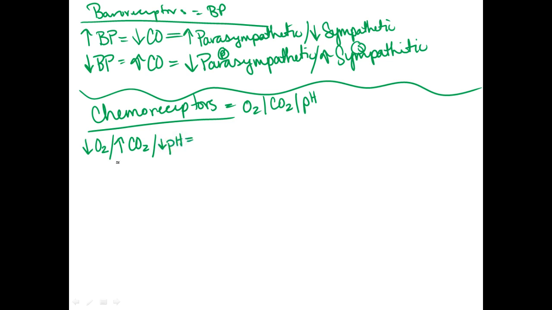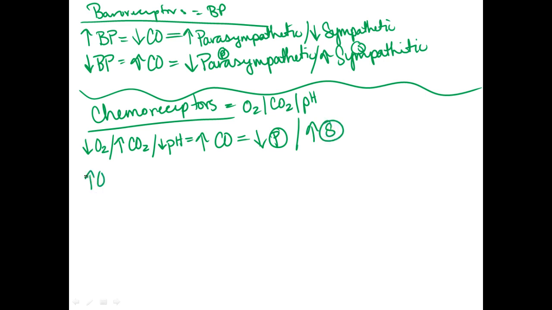If you don't have enough oxygen, you need to get that blood circulating more quickly so it can pick up the oxygen at the lungs and deliver it to your tissues, which means we need to increase cardiac output, and we do this by decreasing parasympathetic stimulation while at the same time increasing sympathetic.